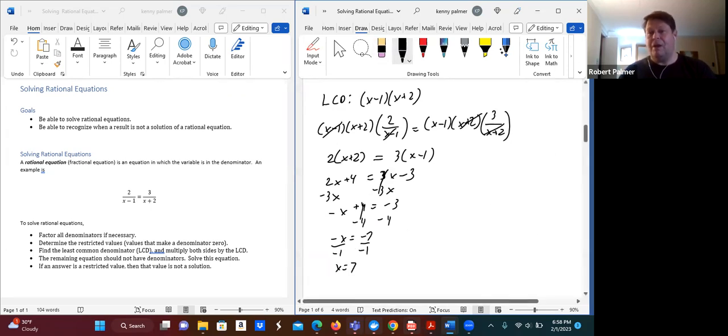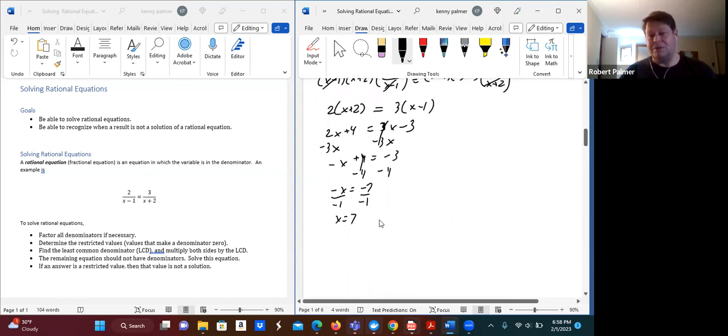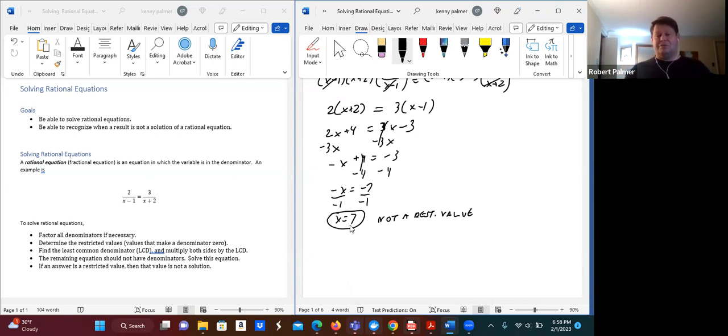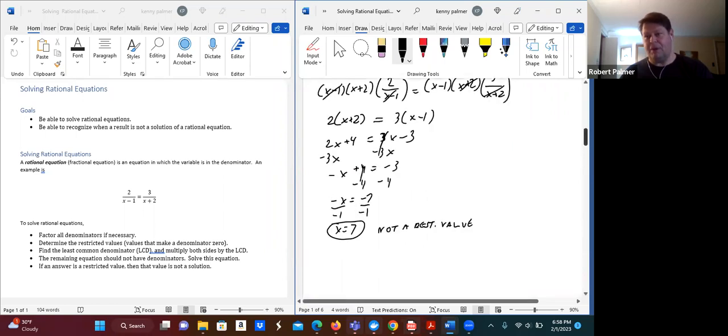Okay. Now, what you need to do is go back and check. We said our restricted values, make sure it's not one of those. Our restricted values, things that make our denominator 0, are 1 and negative 2. So this is x equals 7. Of course, this is not a restricted value. Okay. So this is our solution. Since it's not a restricted value, that's our solution. Okay. So that's the basic process of these equations, essentially how they work.